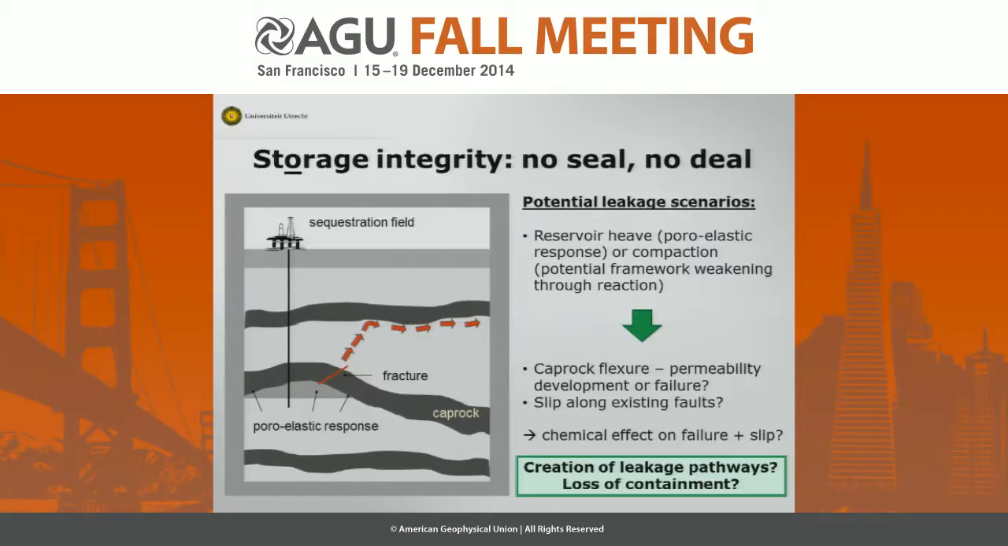And the question is whether that is in any way enhanced by the chemical interaction of the rock with the CO₂, and will we therefore create leakage pathways, and will that result in a loss of containment, which is something we definitely don't want. We want it to stay there. The CO₂ needs to stay there for at least 10,000 years.